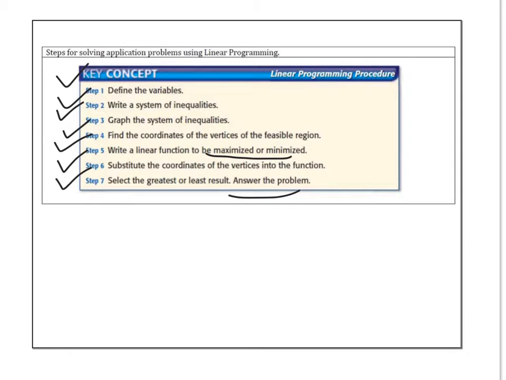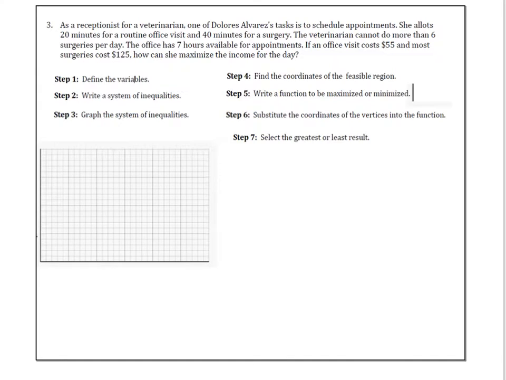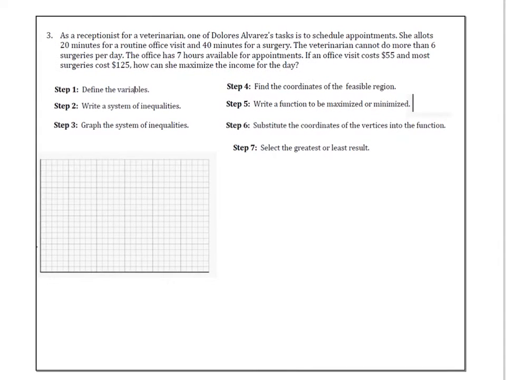So now what I'm going to look at is this. Look at this problem. A receptionist for a veterinarian, one of Dolores Alvarez's tasks is to schedule appointments. She allots 20 minutes for a routine office visit, 40 minutes for surgery. The veterinarian cannot do more than 6 surgeries per day. The office has 7 hours available for appointments. An office visit costs $55 and surgeries cost $125. How can she maximize the income for the day?